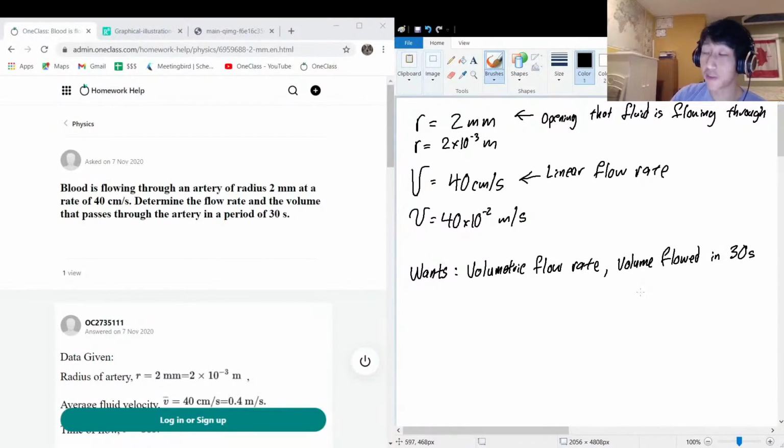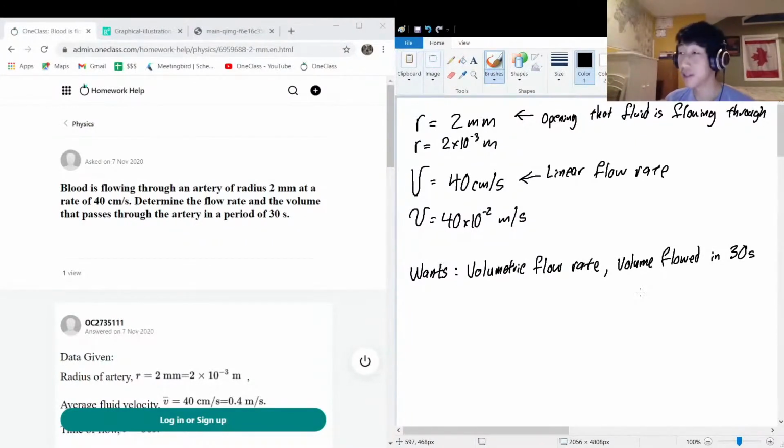So we're given the radius of the opening and the linear velocity, which is like the length of stuff that goes through. But we need to get the volumetric flow. We have to multiply that by the area of the opening that it is flowing through. And we're going to assume that the flow rate is always constant.